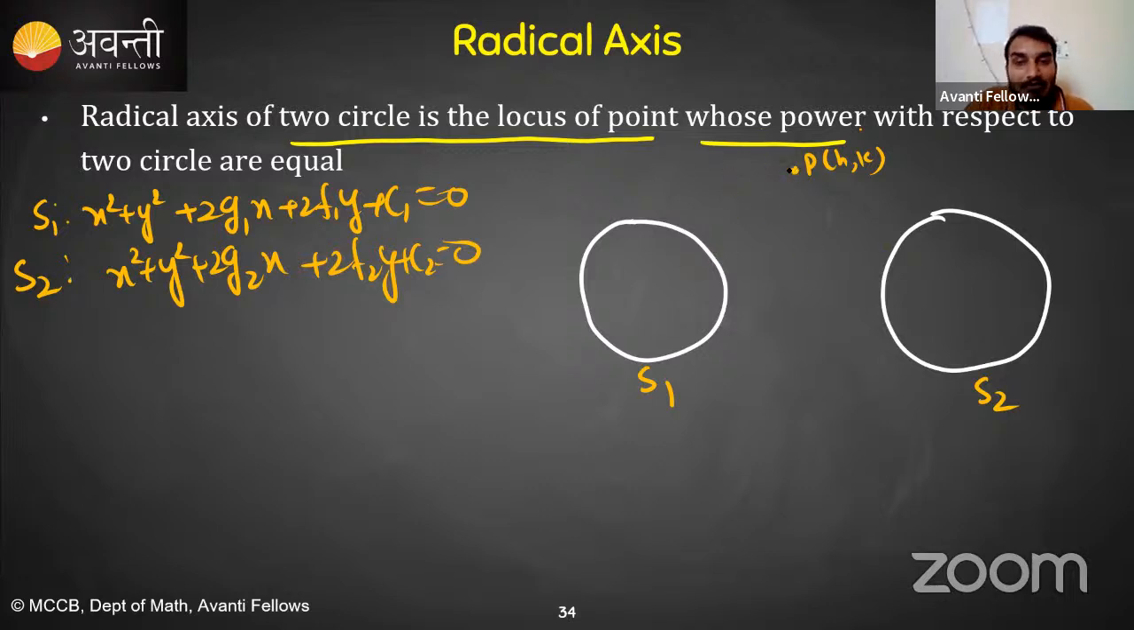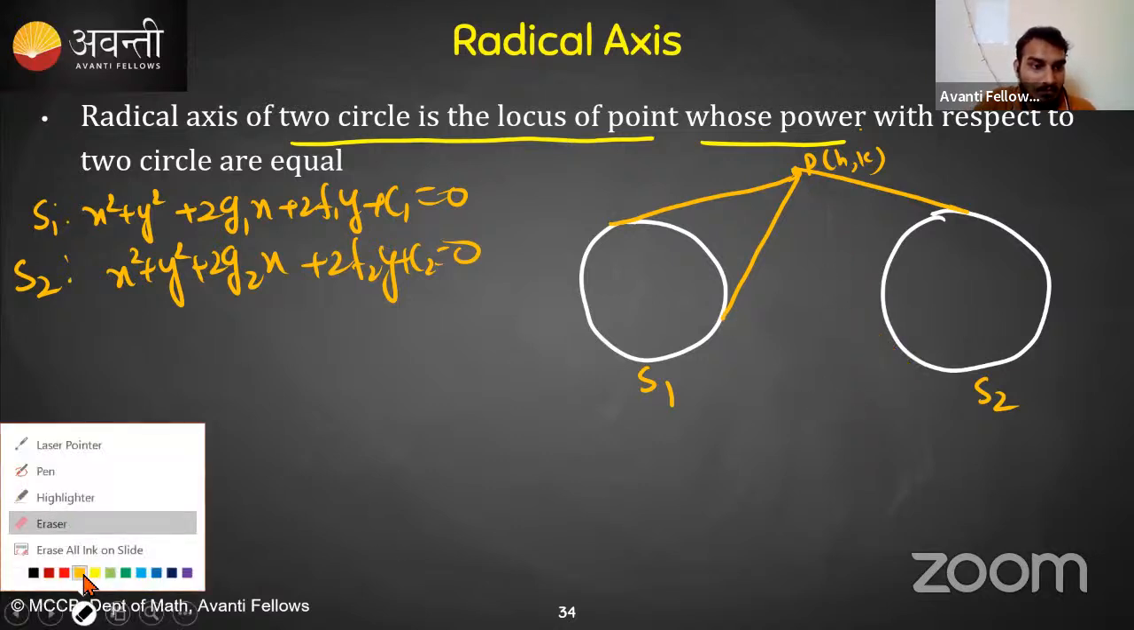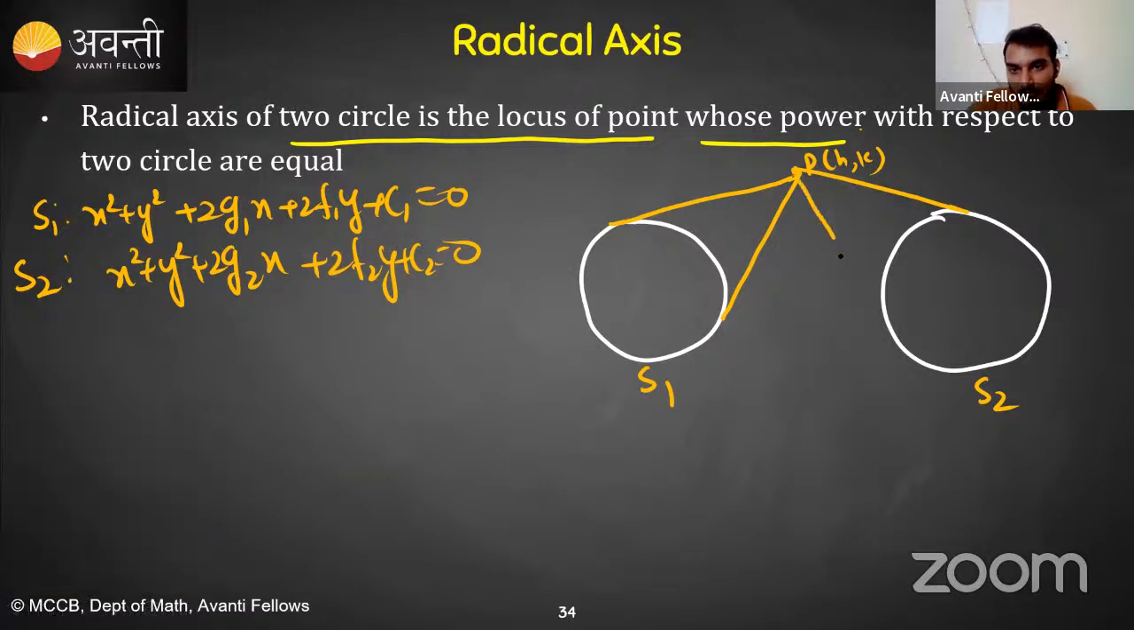We have already told that if the point P is lying outside the circle, then there are two possible tangents. So there are two possible tangents on the circle S1, and clearly two possible tangents are also on the circle S2. Let me just draw this tangent again. Is this clear, students?